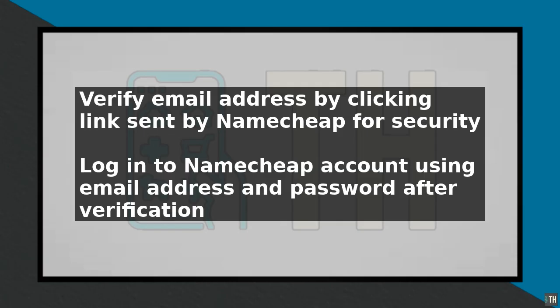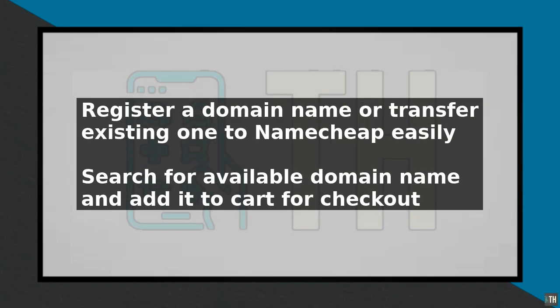The next step is to register a domain name or transfer an existing one to Namecheap. To register a new domain name, simply enter the name you want to register in the search bar and click on the search button. If the domain name is available, you can add it to your cart and proceed to checkout. If the domain name is not available, you can try searching for a different name or using a different extension. After registering your domain name, you will need to set up your DNS settings.